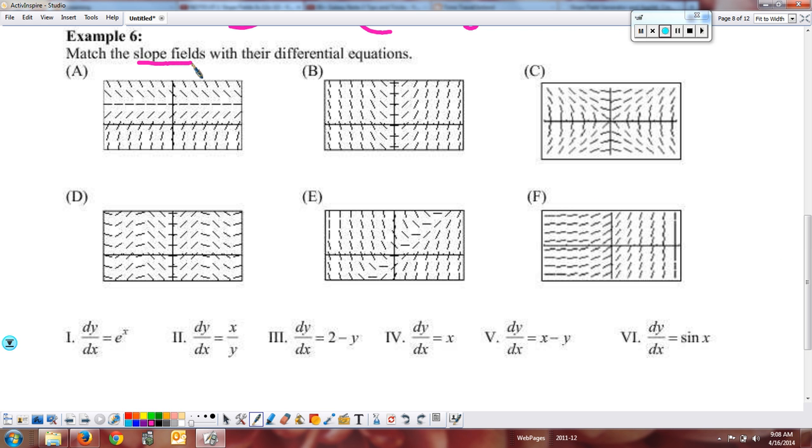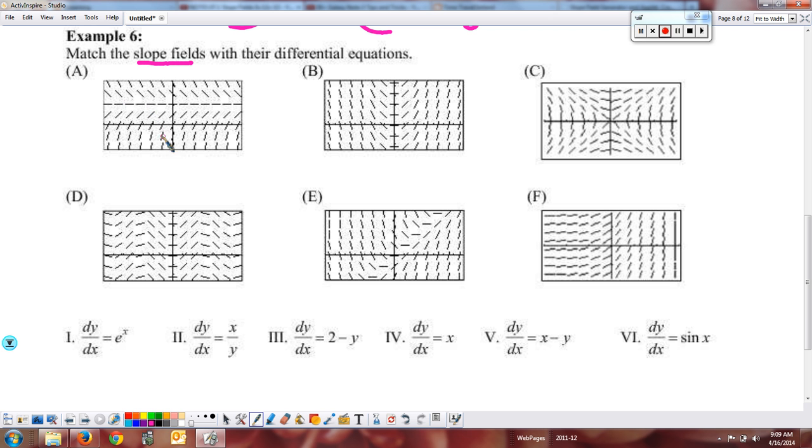Now this is a little different. Now we're going to match the slope fields not with their general solution, which is the picture, but we need to match it to their differential equation. All right, now there's a couple of ways that you can go. You can go from graph to differential equation, or you can go from differential equation to graph. Let's take a look at this one.